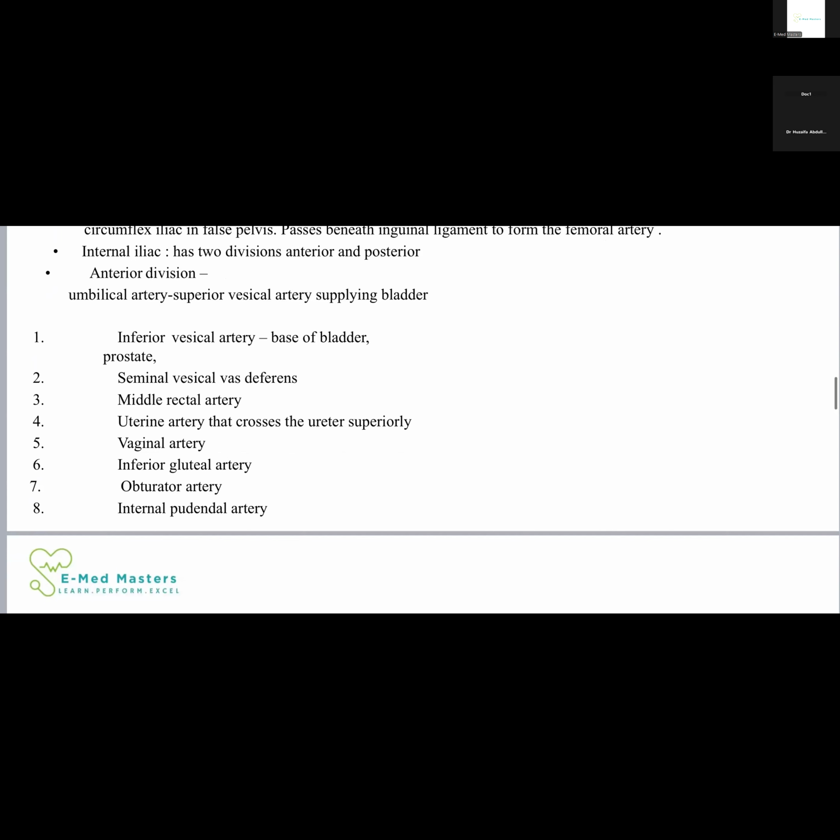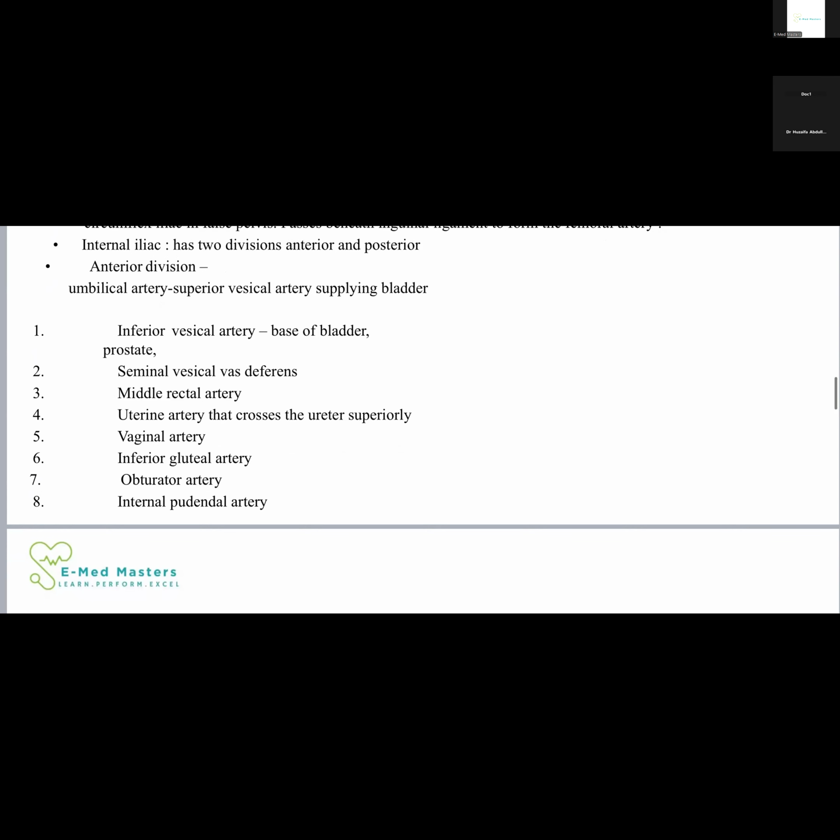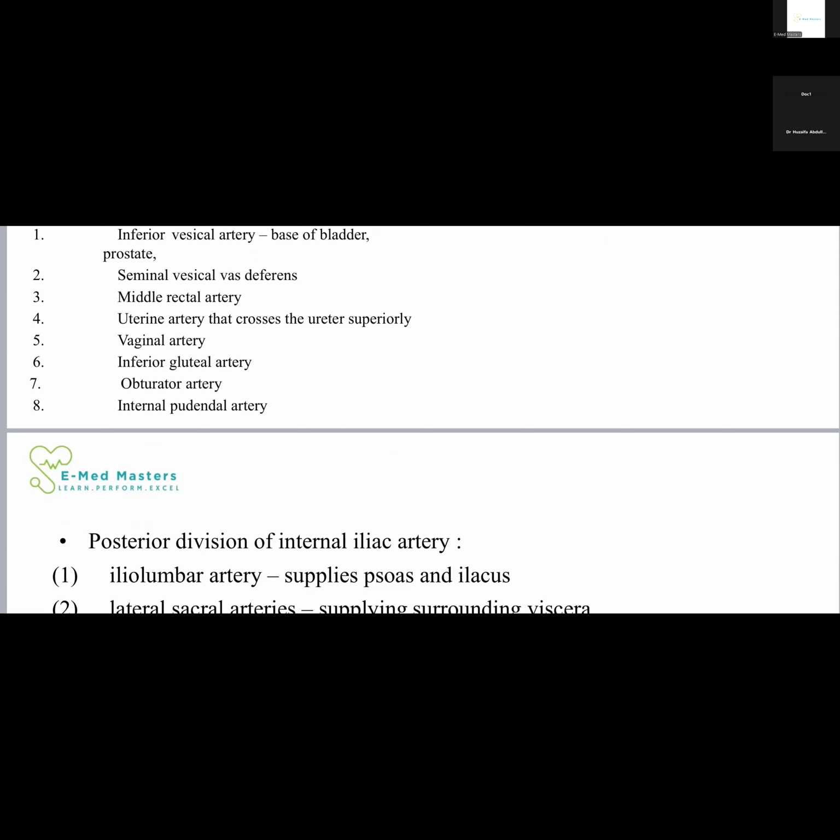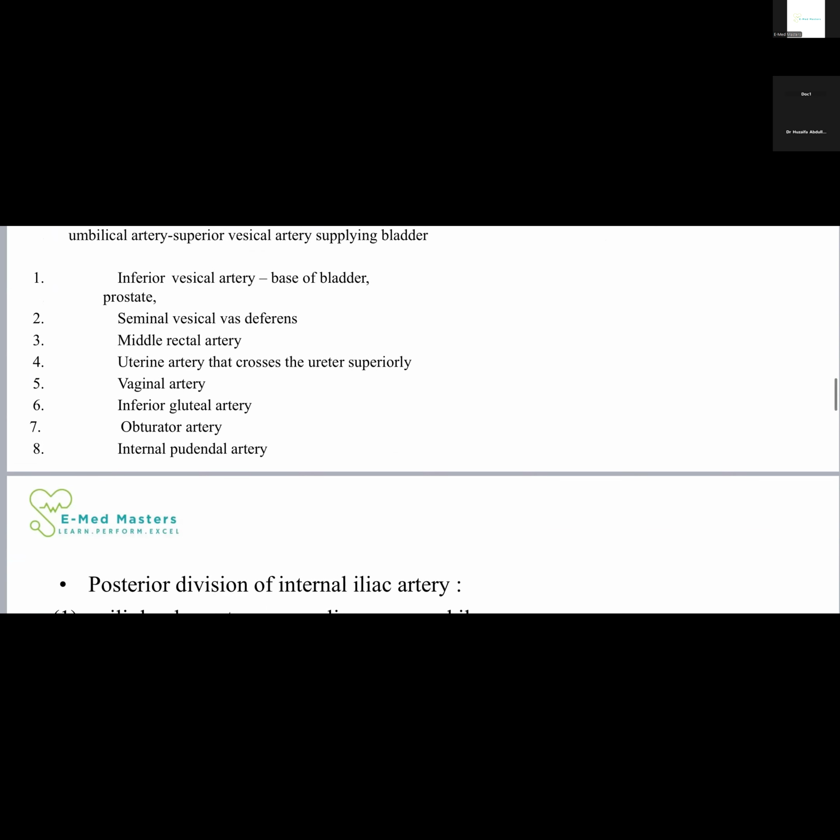Artery to the vas deferens, middle rectal artery, uterine artery that crosses the ureter superiorly. So while doing a hysterectomy, we must be careful about the ureters while tying the uterine artery. Vaginal artery, inferior gluteal artery, obturator artery, and internal pudendal artery. These are the 9 branches.